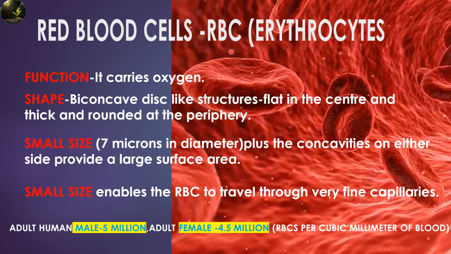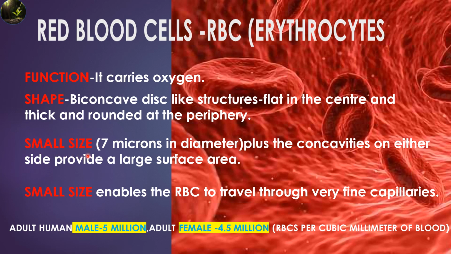Red blood cells. The technical term of red blood cells is erythrocytes. What is RBC? The full form of RBC is red blood cells. We can go through the function. What is the function of RBC? It carries oxygen. The main function is carrying oxygen. Then what is the shape of RBC? It is a biconcave disc-like structure. You can see that in this picture. It is flat in the center and thick and rounded at the periphery.